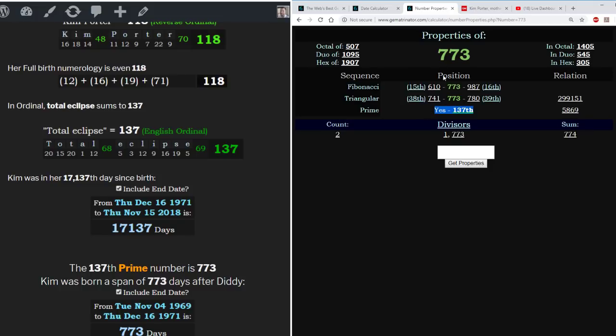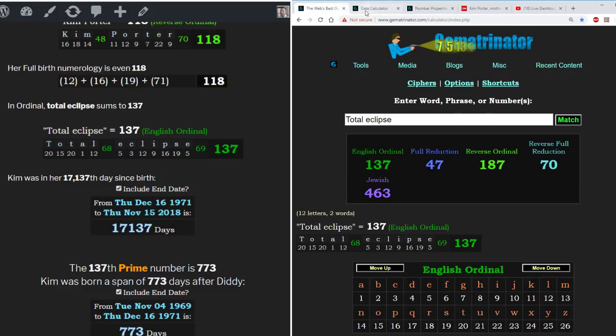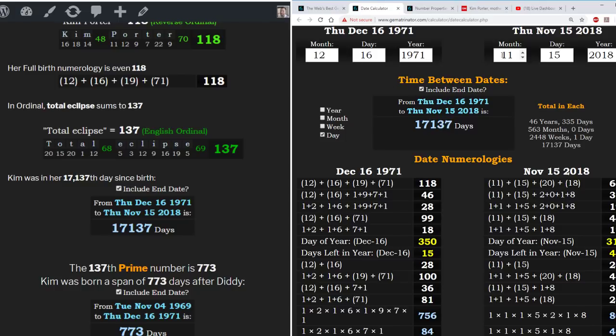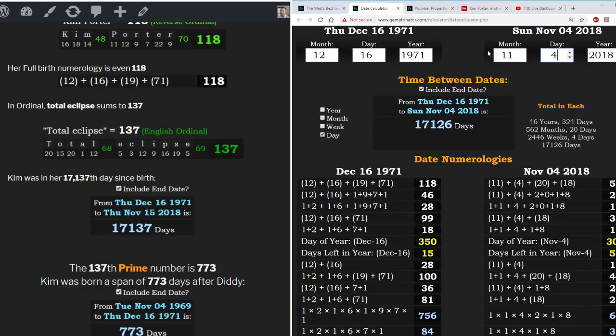Notice how the 137th prime number is 773. If you measure from her birth date, December 16th of 71, to P. Diddy's birth date, November 4th, 2 years earlier, it's a span of exactly 773 days.